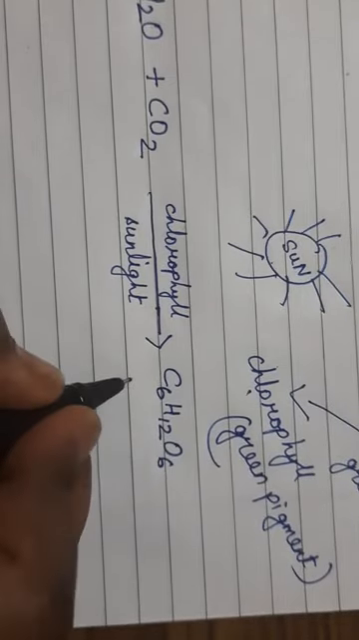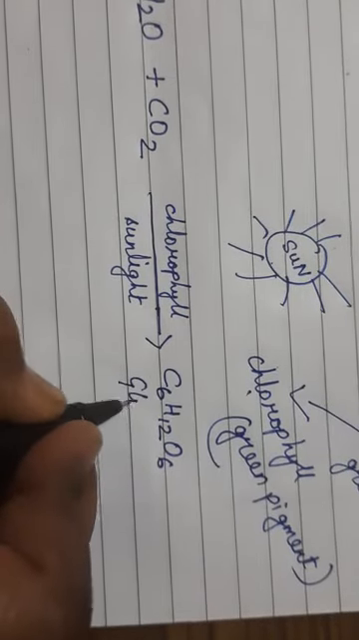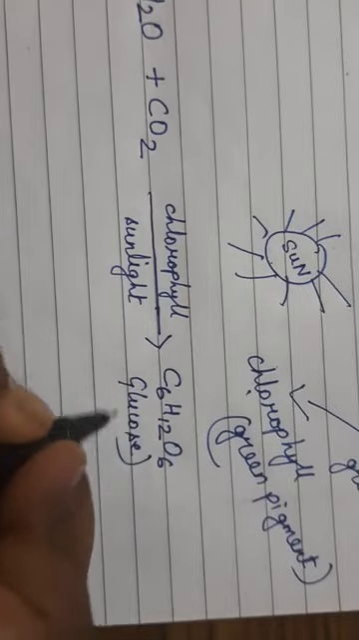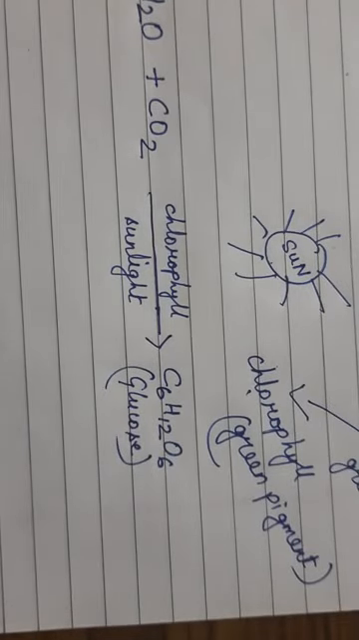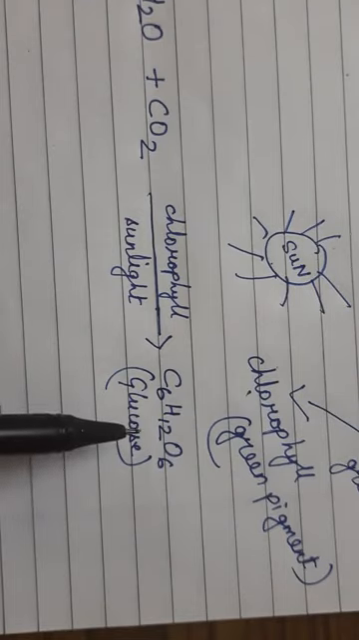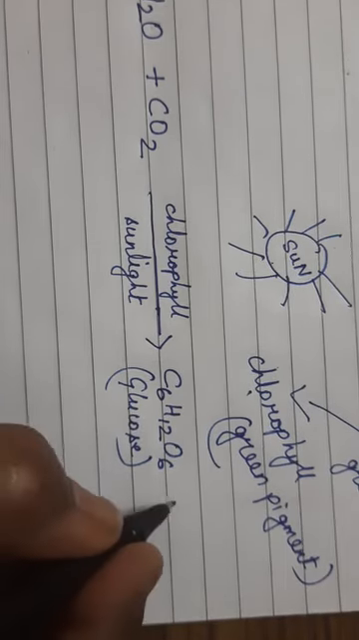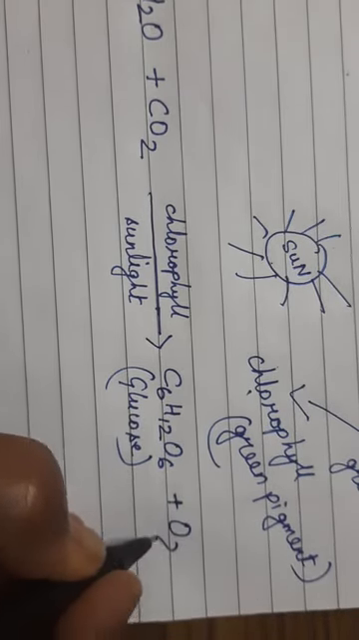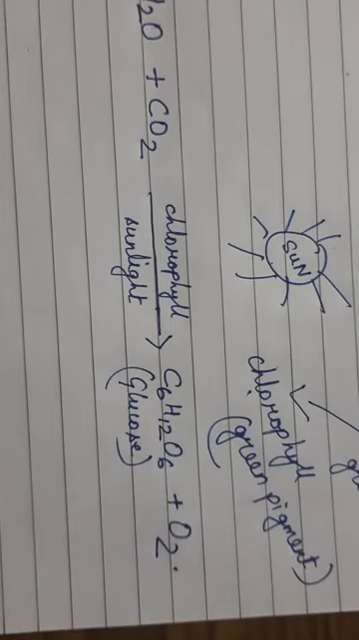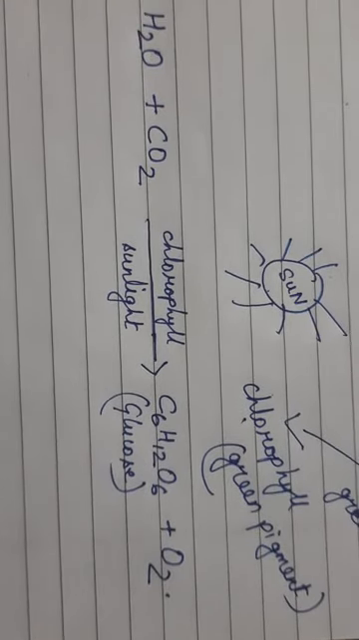C6H12O6. What is this? This is glucose. That means the food that is prepared by the plants is in the form of glucose. Okay. So glucose along with what is released? Oxygen is released. Clear, children? I hope that this much is clear to you.